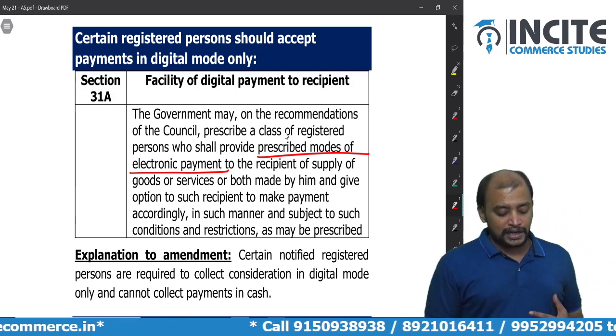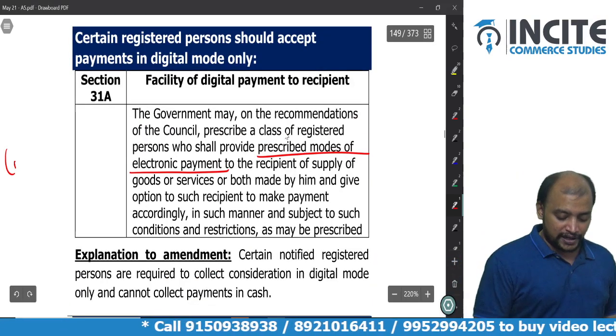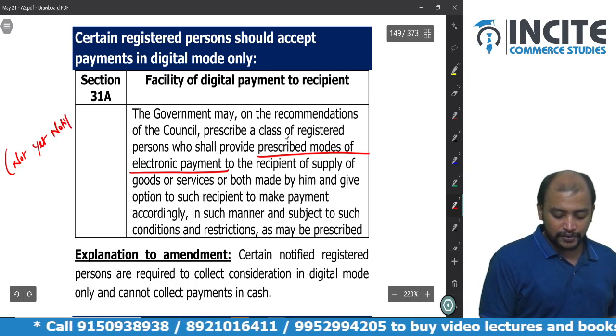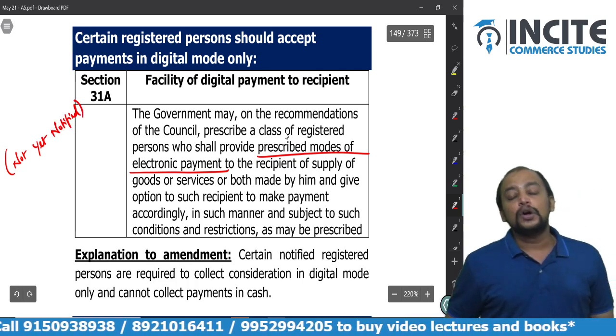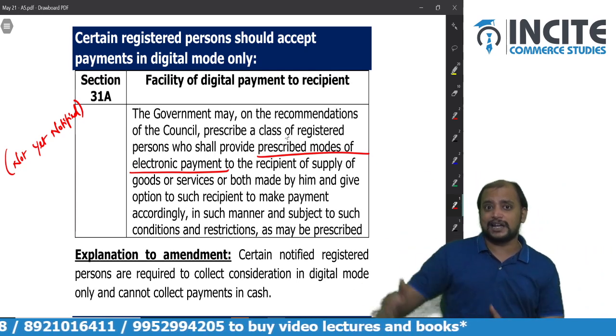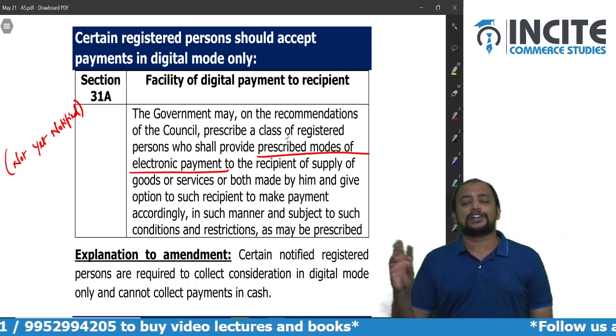But who are those, sir? It is not yet notified here. Don't worry. It is not yet notified. Okay. So who are those classes of registered persons? Not yet notified. But the section is there. The section is there, but who those classes of registered persons are is not yet notified.